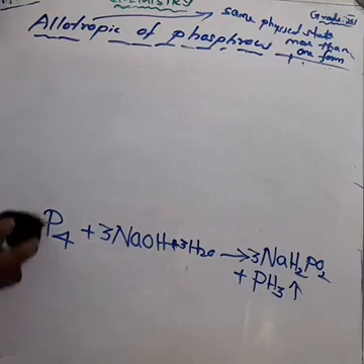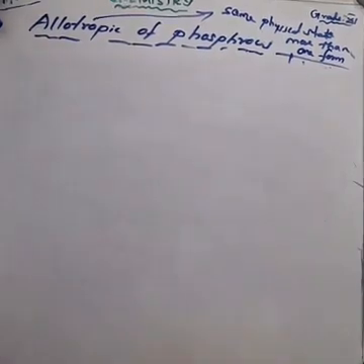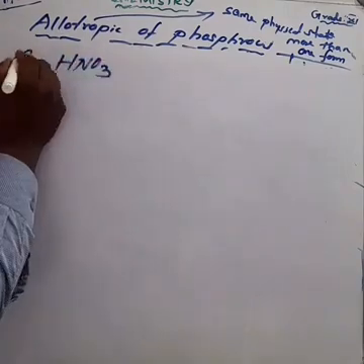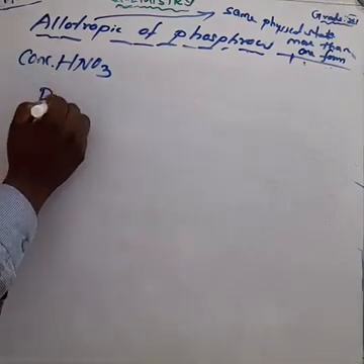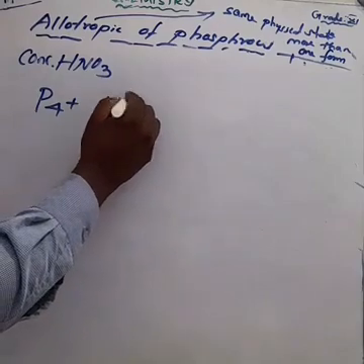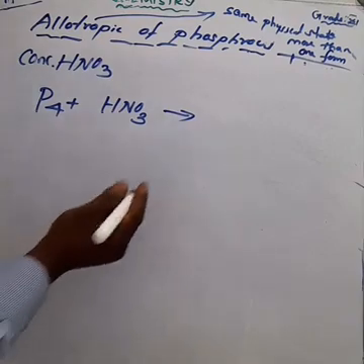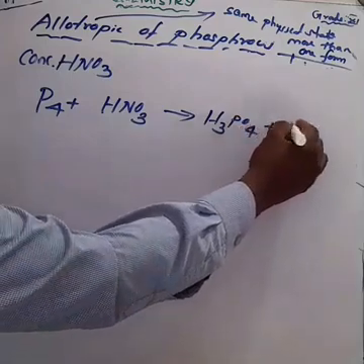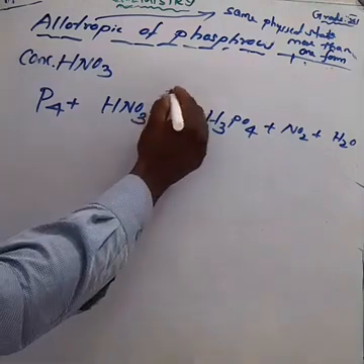What happens when phosphorus reacts with concentrated nitric acid? Okay, what happens? Phosphorus, that is P4, reacts with nitric acid, HNO3. We get orthophosphoric acid, and also nitrogen dioxide, and also water molecules. Here we are using a catalyst called iodine. Iodine crystal is used as the catalyst.